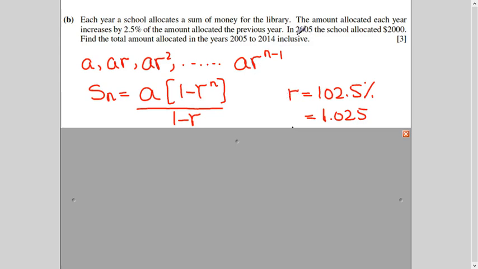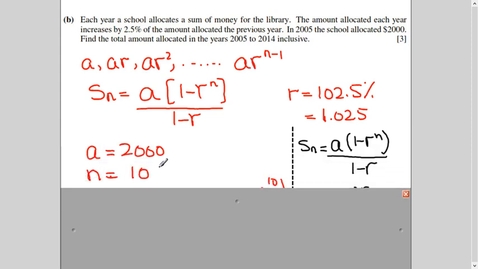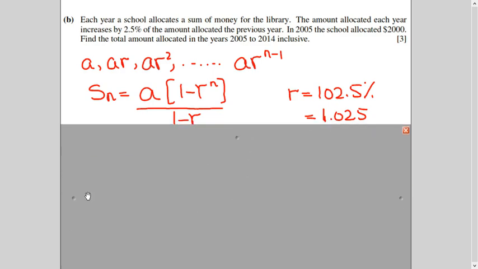Anyway, so now I have to find out the total amount. Total amount means sum, okay? Sum of all the money which is allocated over the period of 2005 to 2014. So if you count from 5 to 14, what is your N? Your N is 10, right? 5, 6, 7, 8, 9, 10. Go count till 14. Your N is 10. And your A is 2000. So now, let me remove it from here.